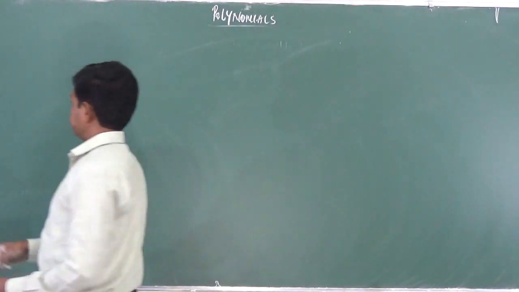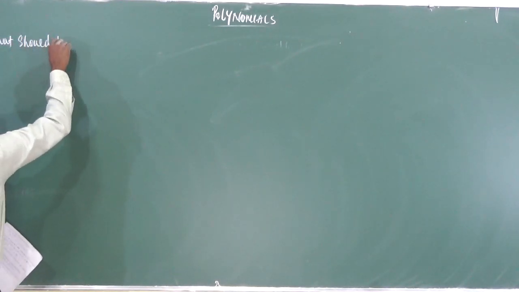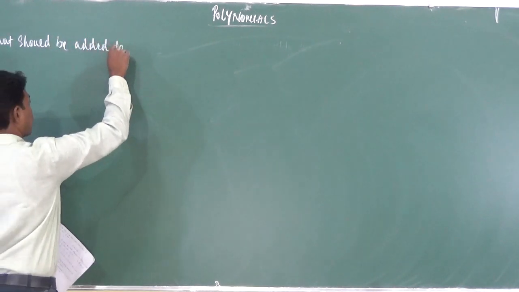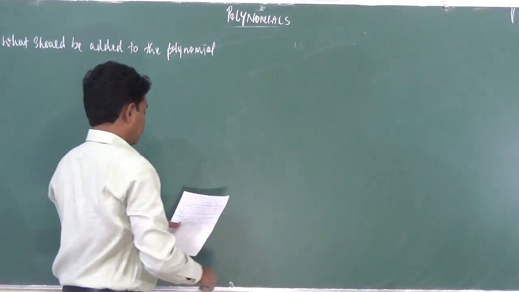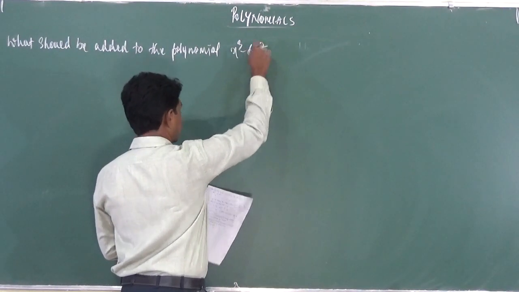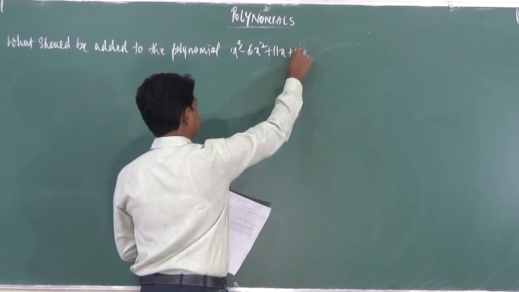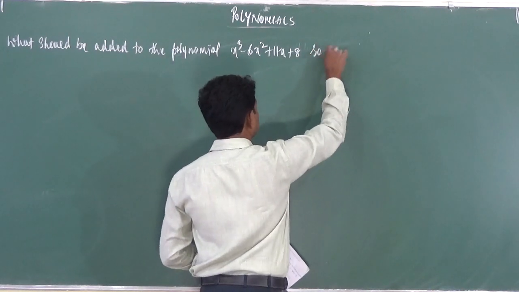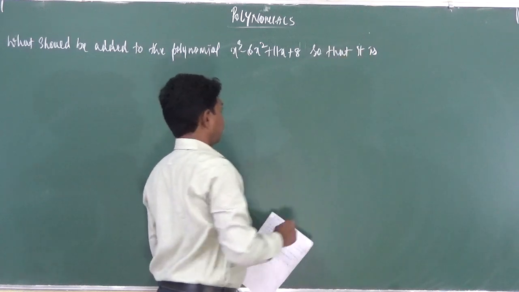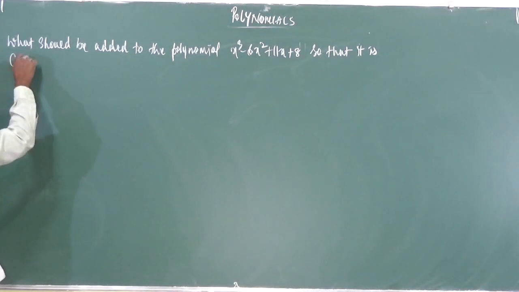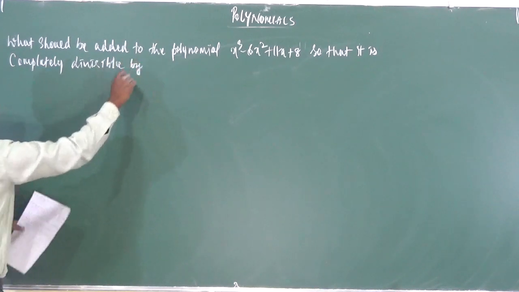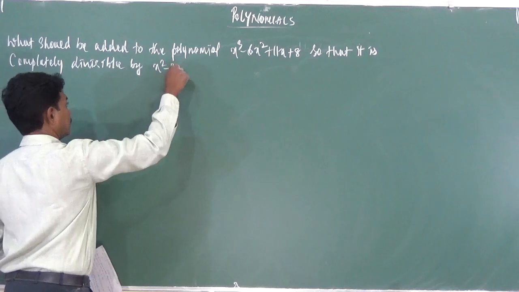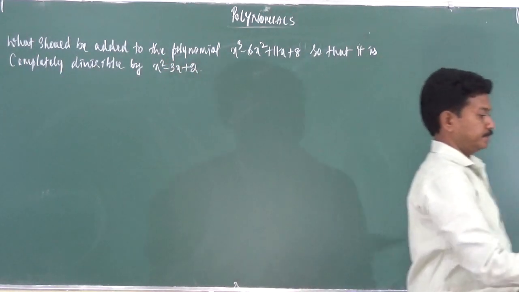Right, we go with the next problem. What should be added to the polynomial x cube minus 6x square plus 11x plus 8, so that it is completely divisible by x square minus 3x plus 2? So this is a very important problem.